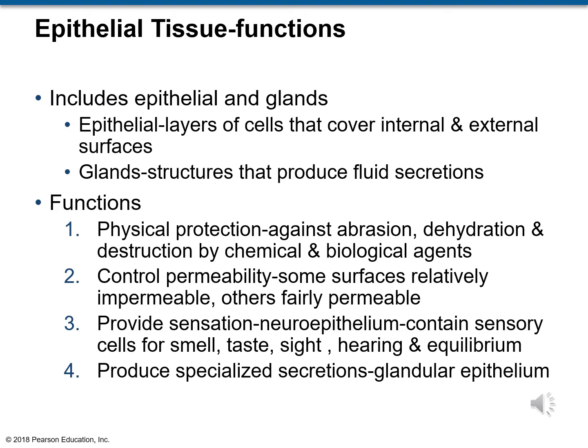There are a variety of functions for epithelial depending on where it's located and how many tissue layers it is. Physical protection, if it's an epithelial tissue with a number of tissue layers, and this will provide protection against abrasion, dehydration, destruction by chemical and biological agents. It can also control permeability. Some of our surfaces are going to be relatively impermeable, not allow fluid to move in and out. Others will be fairly permeable.